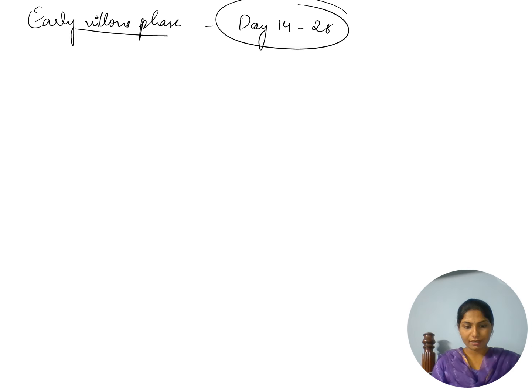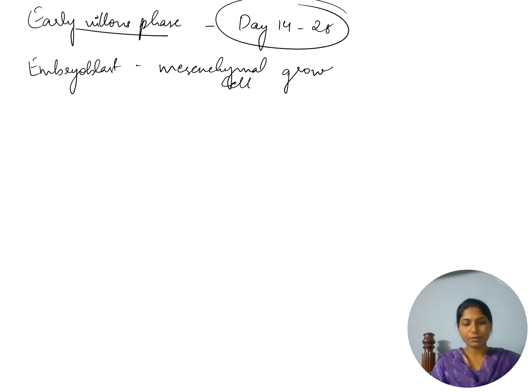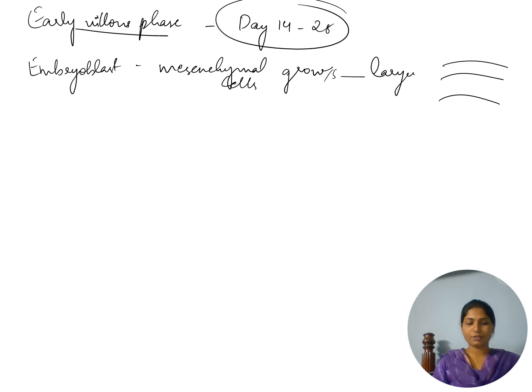From the embryoblast, there are mesenchymal cells, which grow towards the placenta. These mesenchymal cells grow out of the embryoblast and form a layer beneath the syncytiotrophoblast and cytotrophoblast. This layer of mesenchymal cells will form something called the secondary villi. So we have to understand what is primary villi, secondary villi and tertiary villi.